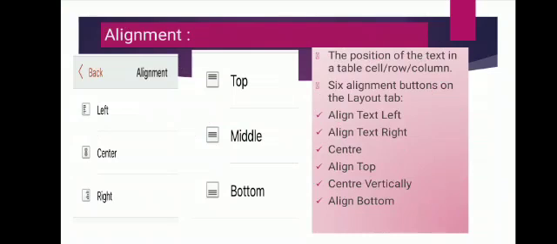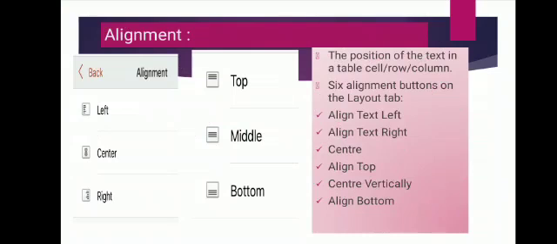Alignment refers to the positioning of text in a table cell, row or column. It means the position of text from where you want to start typing. And by default the text is aligned to the top of the cell. Now see in the diagram, you will find 6 alignment buttons on the layout tab. They are given with the diagram: align text left, center, align text right, align top, center vertically, and align bottom. And according to their names, their functions are also there.